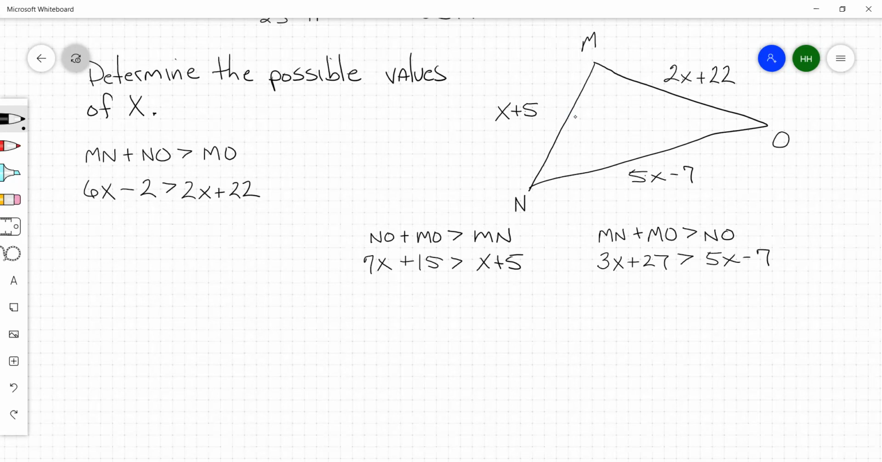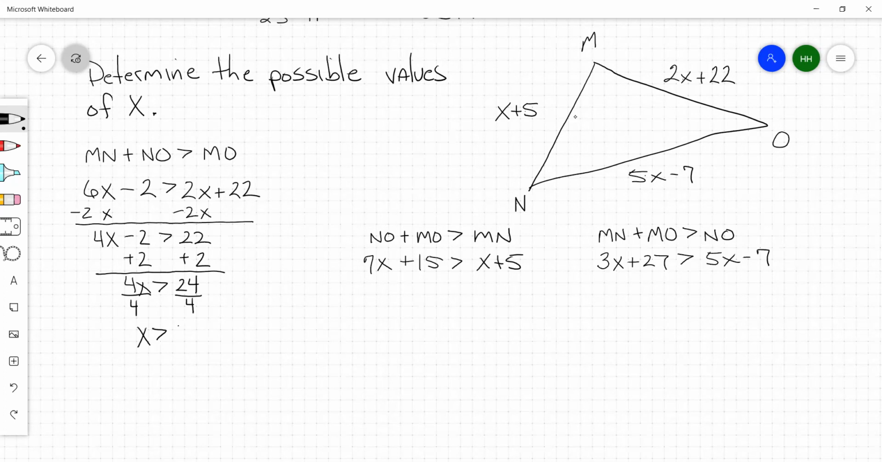And now we got to solve these three equations, or I'm sorry, inequalities. So I'm starting with the first one. Subtract 2x from each side. So 4x minus 2 is greater than 22. Add 2 to each side. So 4x is greater than 24, and divide by 4. So x is greater than 6.